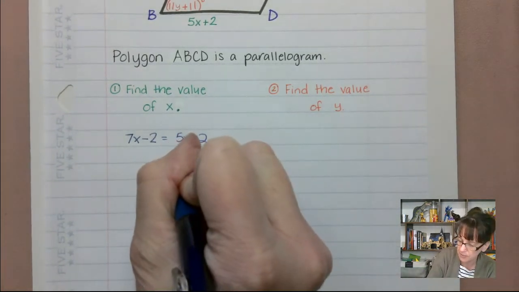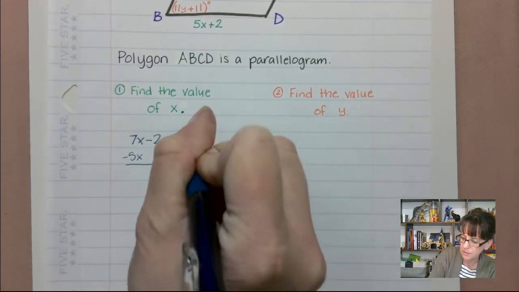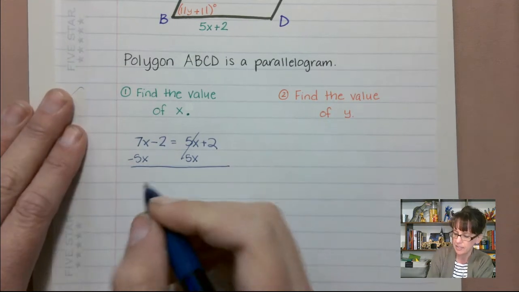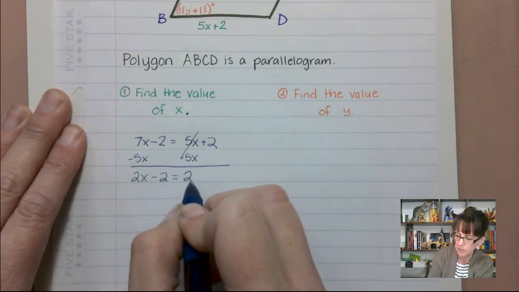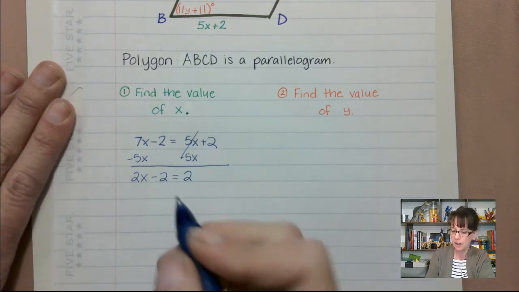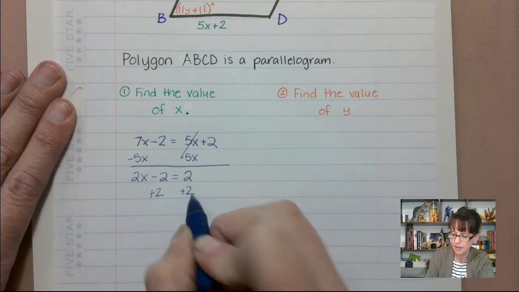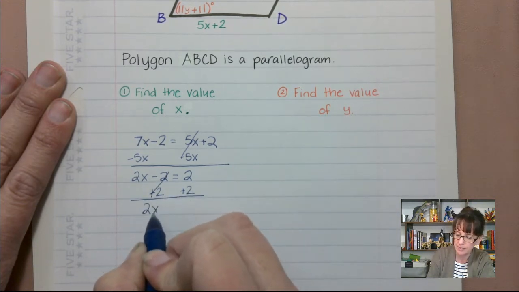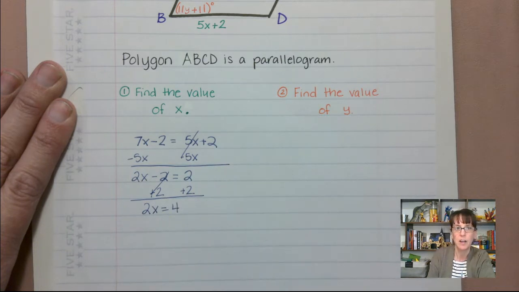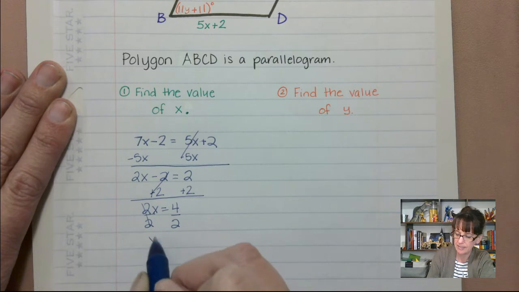So minus 5x from both sides. When we do that, these cancel out, and we're left with 2x minus 2 equals 2. So many 2's here. All right, our next step is to add 2 to both sides. These cancel out, and we're left with 2x equals 4. Let's go ahead and divide by 2. We get x equals 2.